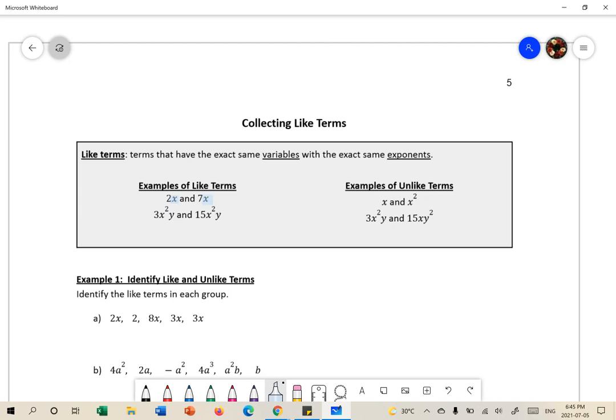Okay, 3x squared y and 5x squared y are also like terms because they both have an x squared and a y. Okay, unlike terms, x and x squared are not like. They don't have the same exponents. And 3x squared y is not the same as xy squared. The x has to have the same exponent and the y has to have the same exponent.